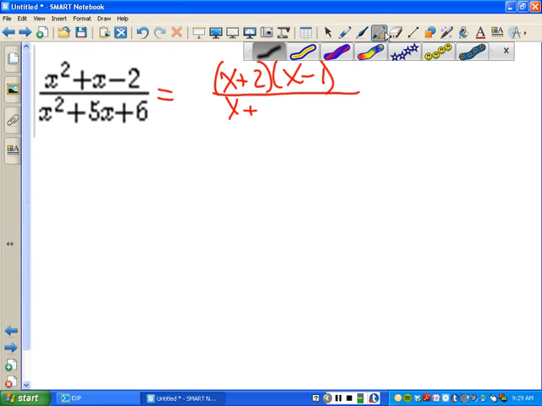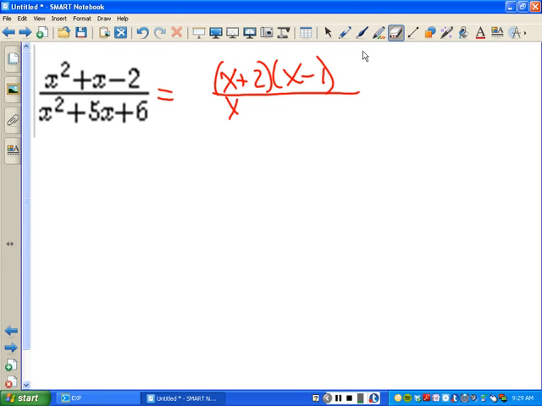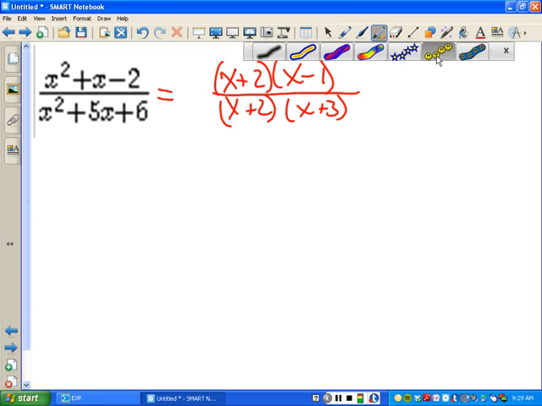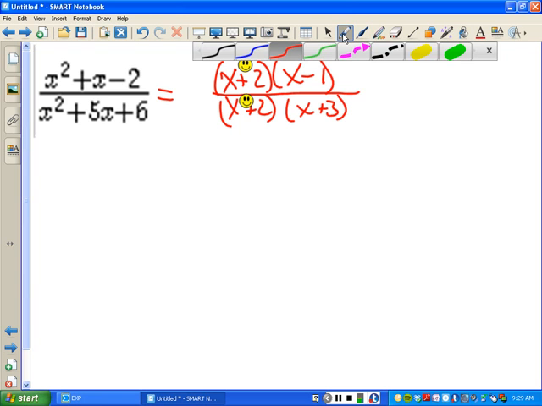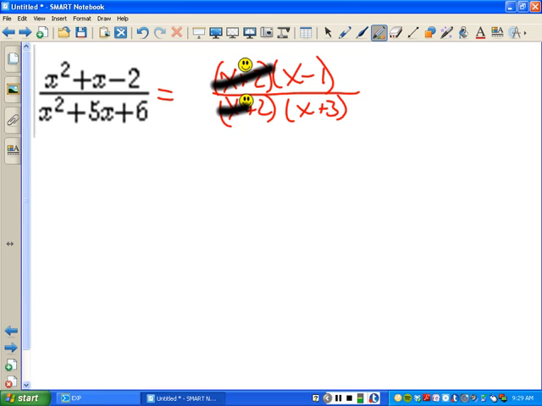I already know that's wrong. Why is it wrong? Because of the both addition signs. Yes. So you're going to get X plus 2, X plus 3. Now, is there anything that's the same? X plus 2 is the same for both, right? So let's cross that off. What are you left with? X minus 1 over X plus 3.